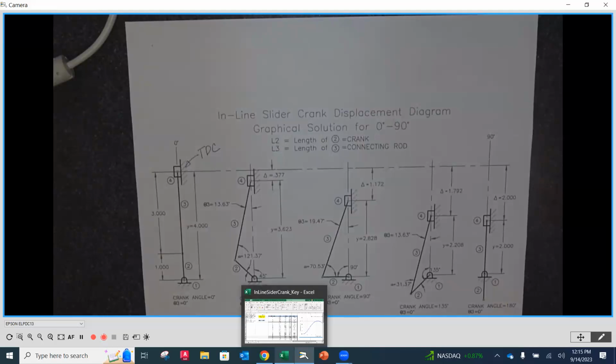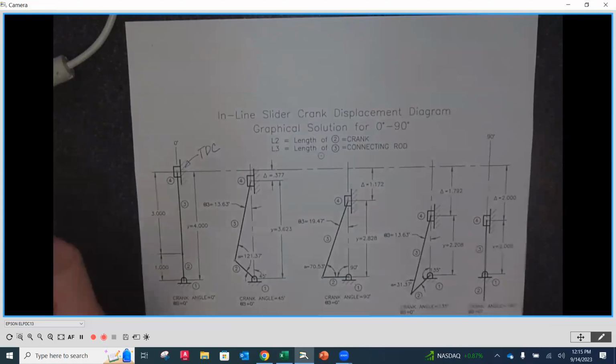L3 is going to be the length of the other member. It's going to be the connecting rod right here. So L3 is equal to the length of member number 3, slash the connecting rod. Those are two inputs, and those typically change, so you're going to have a different problem, a different setup. Those two variables are very commonly going to be changing for you.